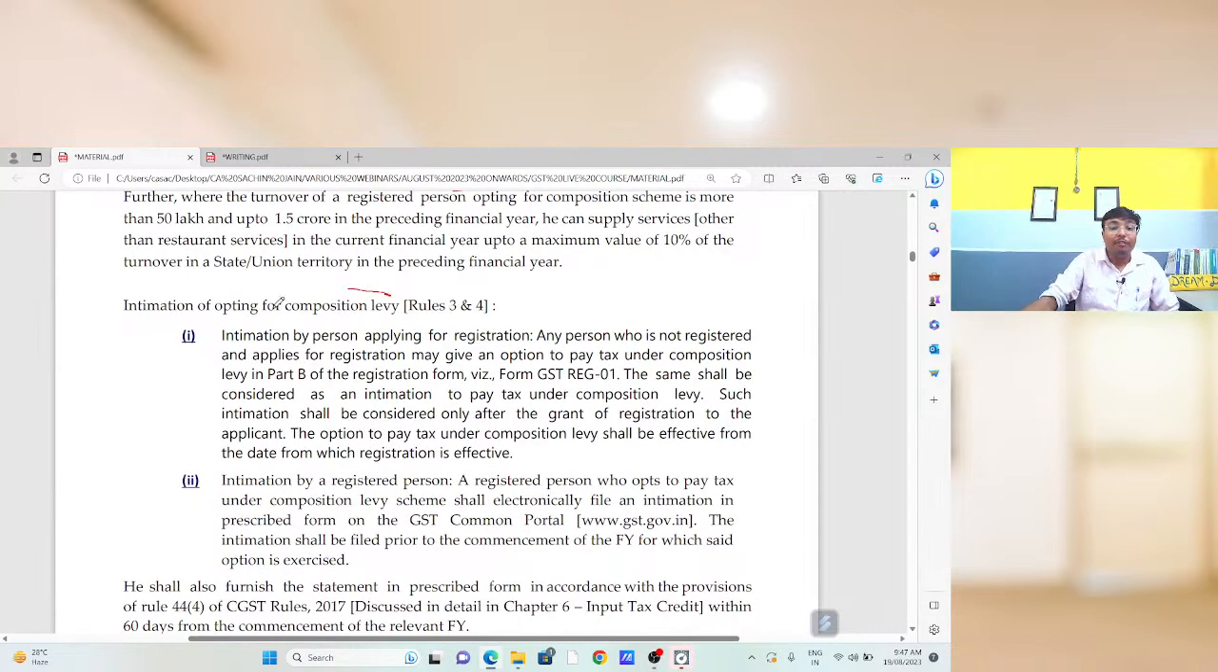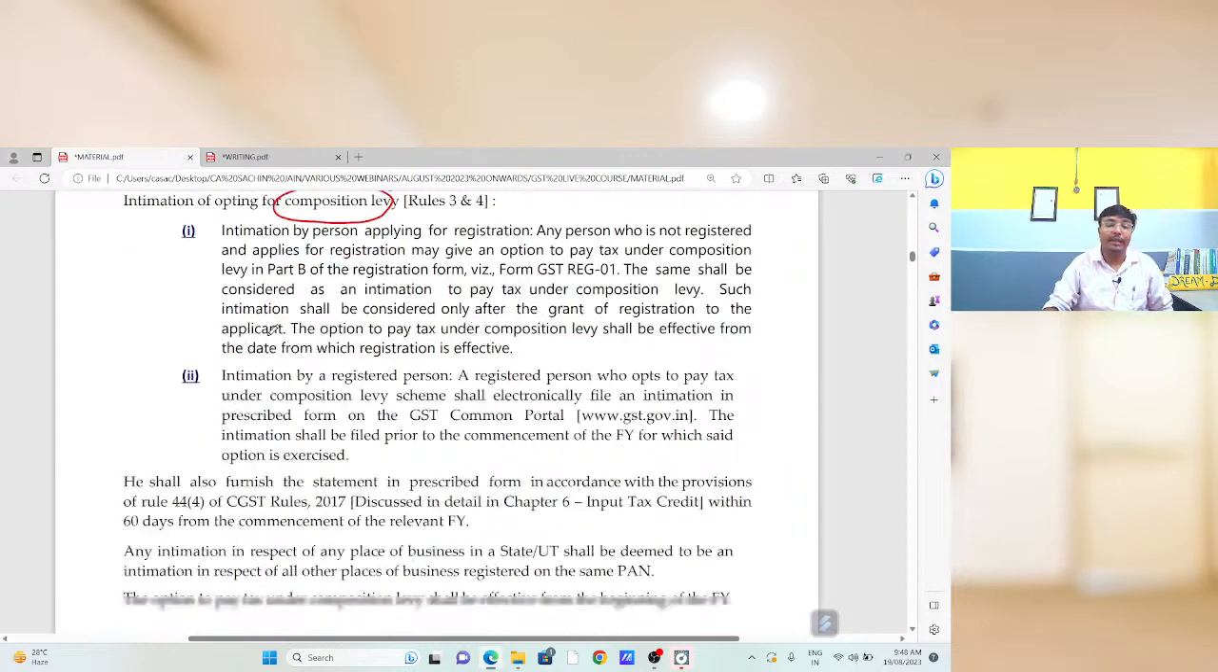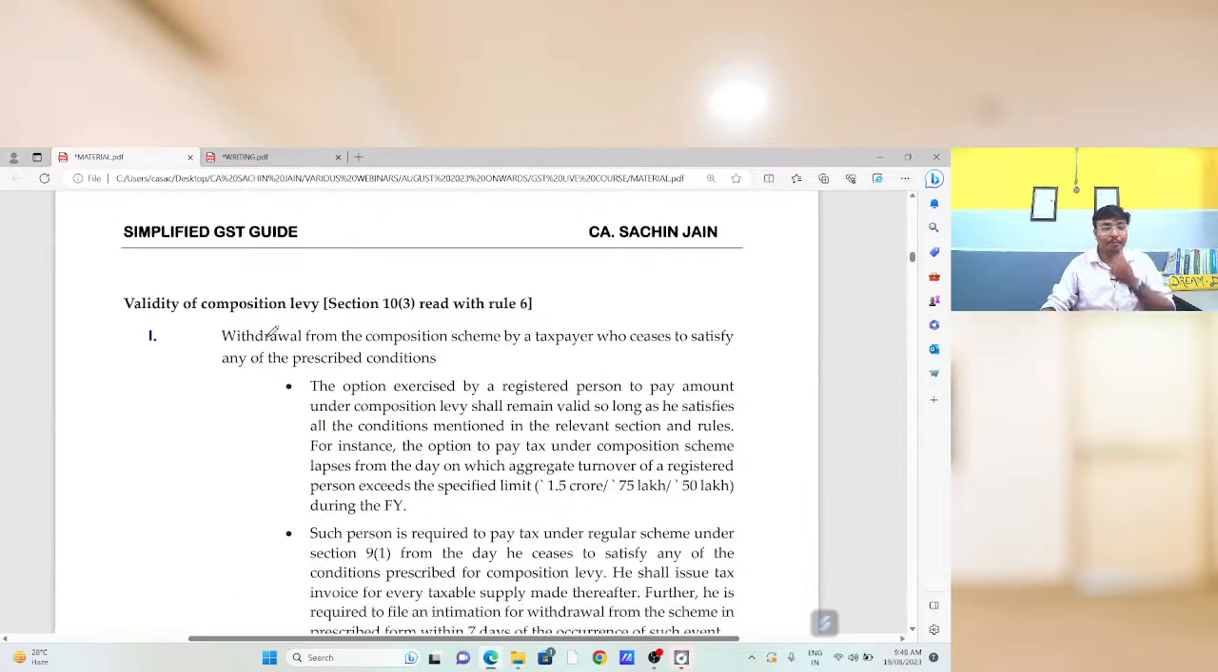Now, intimation of composition scheme: I need to intimate to the government within 7 days. If I am already registered for composition scheme and I am going to convert myself into the regular scheme, in that case I need to intimate the same to the government. And if I am going to take the registration under composition scheme, at the time of taking the registration I need to select that I am going to take the registration under composition levy. So validity of composition levy: how long will my composition levy remain valid?